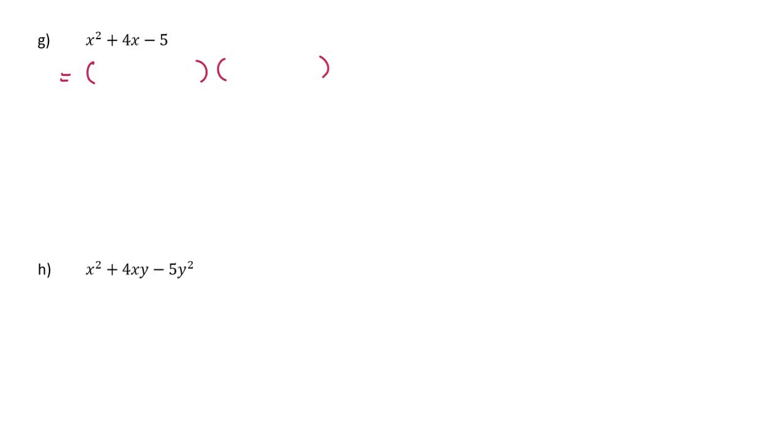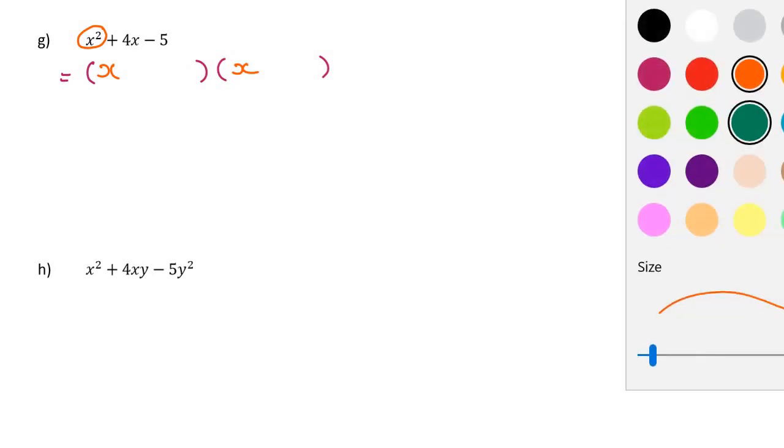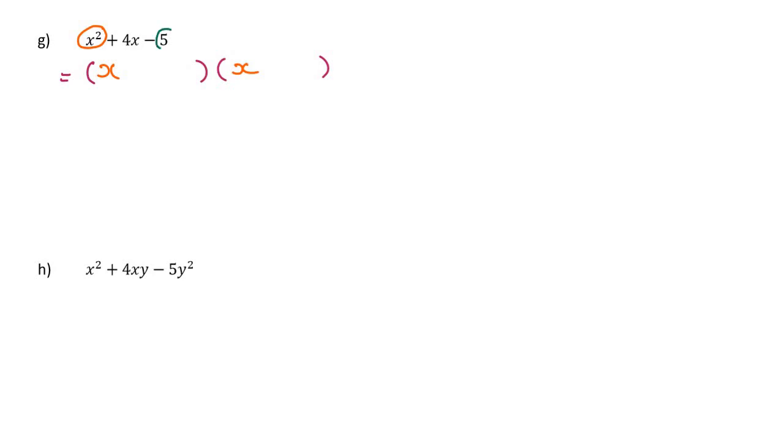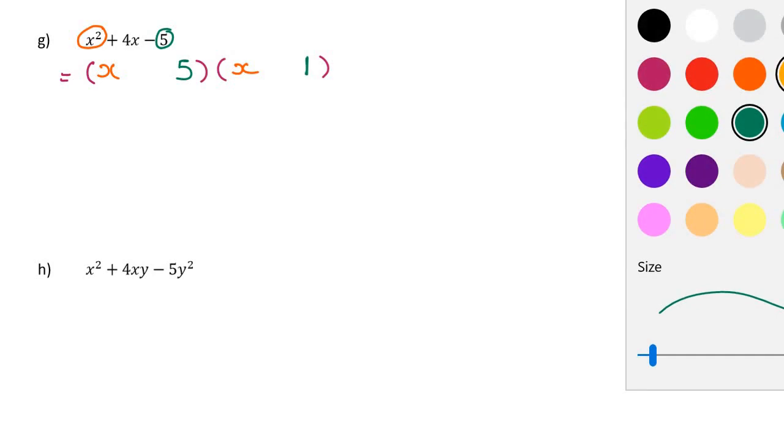First step. Second step, how do I get x squared? X times x. Third step, how do I get 5? Well, there's only one option. It's 5 and 1, so I can actually put it in immediately. There's not multiple options. What do my signs have to be?